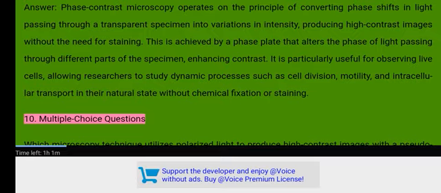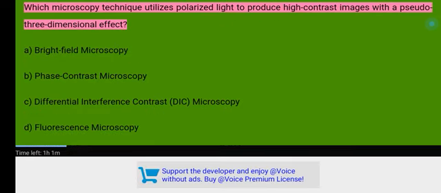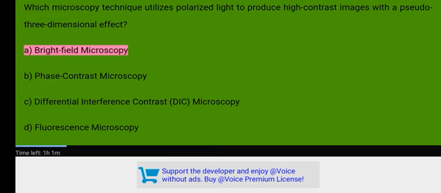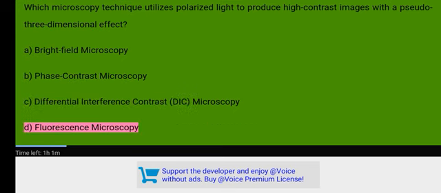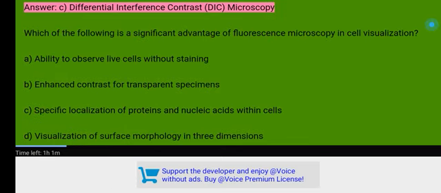10. Multiple choice questions. Which microscopy technique utilizes polarized light to produce high contrast images with a pseudo 3-dimensional effect? A. Bright field microscopy. B. Phase contrast microscopy. C. Differential interference contrast (DIC) microscopy. D. Fluorescence microscopy. Answer. C. Differential interference contrast (DIC) microscopy.